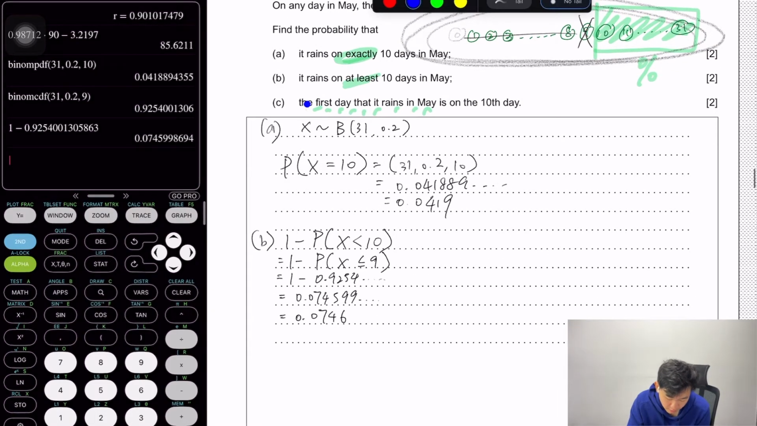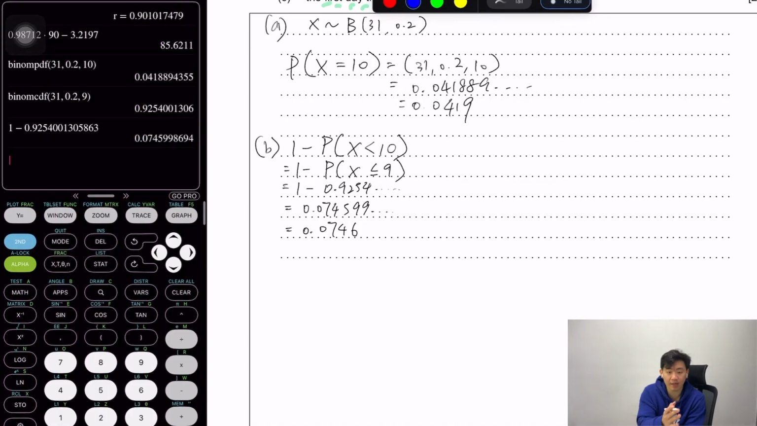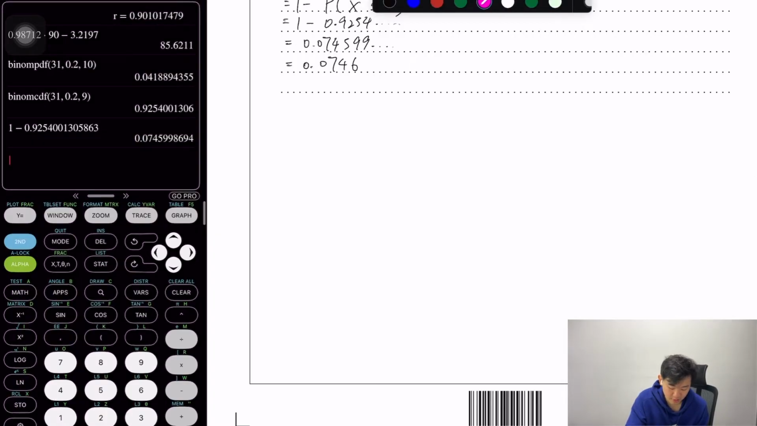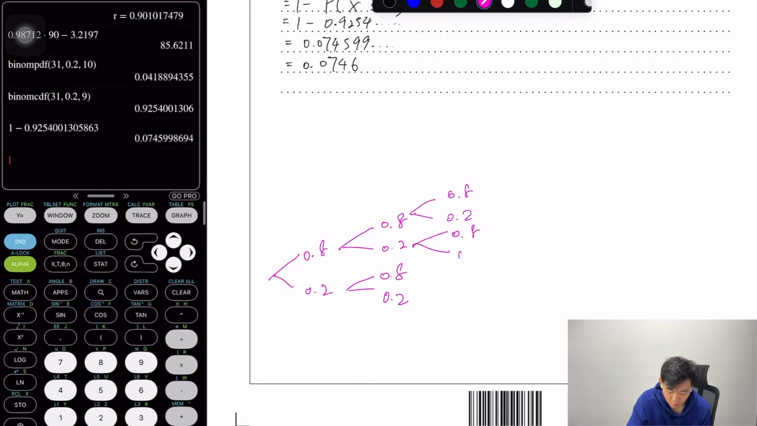Now part C. The first day that it rains in May, it's the 10th day. So what does that mean? That means that every single time you have to pick a probability, every single day by day thinking process like this. Day one, it rains or it doesn't rain. Day two, it rains or it doesn't rain. Day three, it rains or it doesn't rain. So this process repeats, and each day is different, all the way up to day whatever.